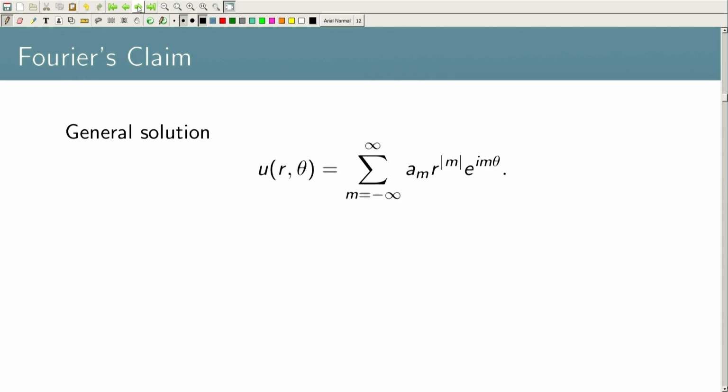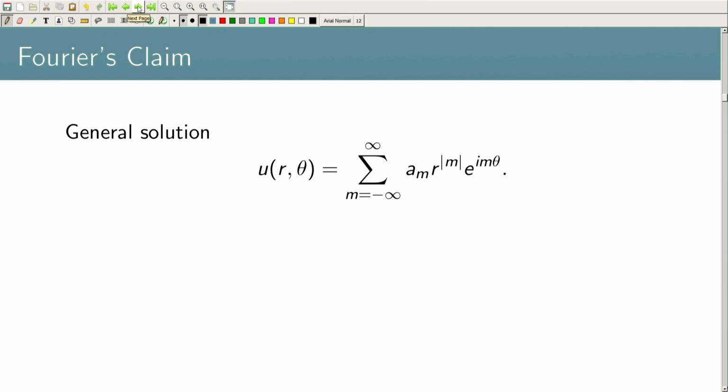Now, what is the claim of Fourier? For each m we are getting a solution, and this is a linear equation. So, we get the general solution u r theta, which we can write as the sum from m equal to minus infinity to infinity of a m r to the power mod m e to the power i m theta, where a m is a scalar.